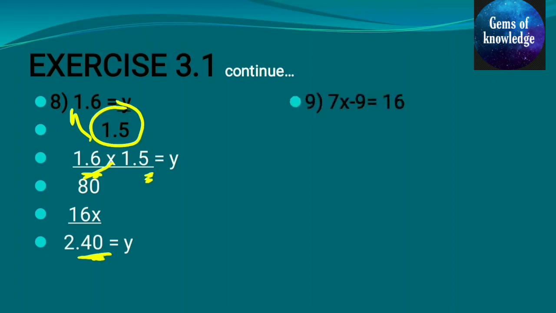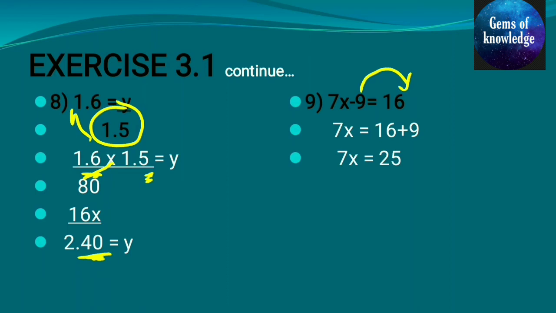Okay, so this is the answer here. Next, 9th question. Here you can see 7x minus 9 is equal to 16. We have to find the value of x. So what we have to do here is move this minus 9 to this side. Here we are going to get plus. So we will get 7x is equal to 16 plus 9.